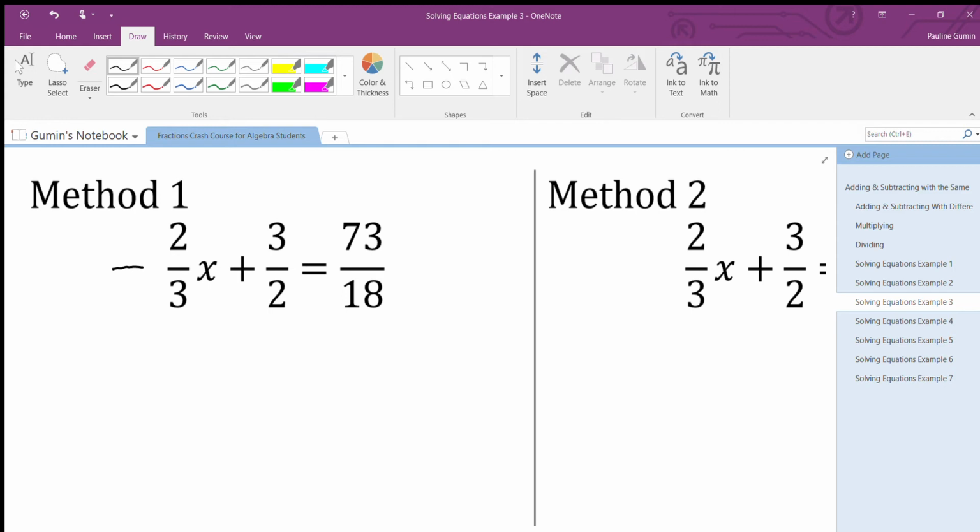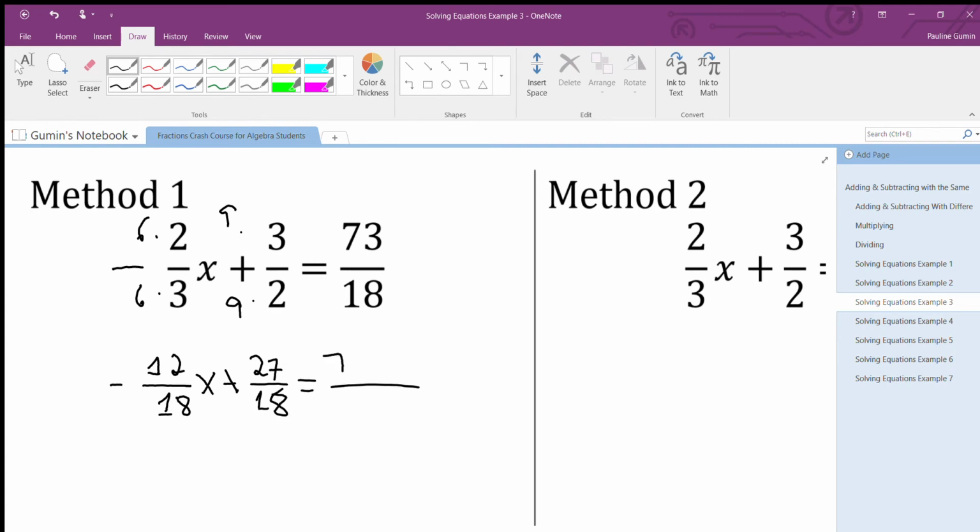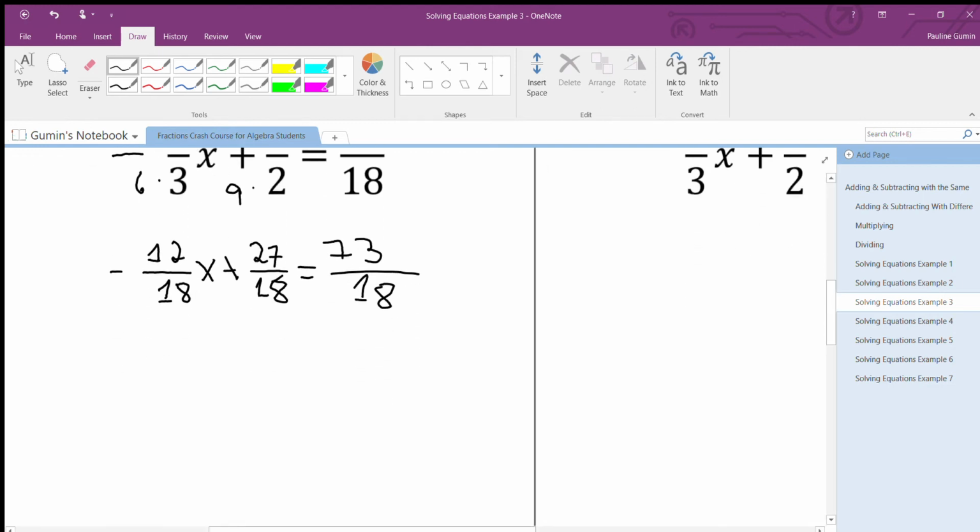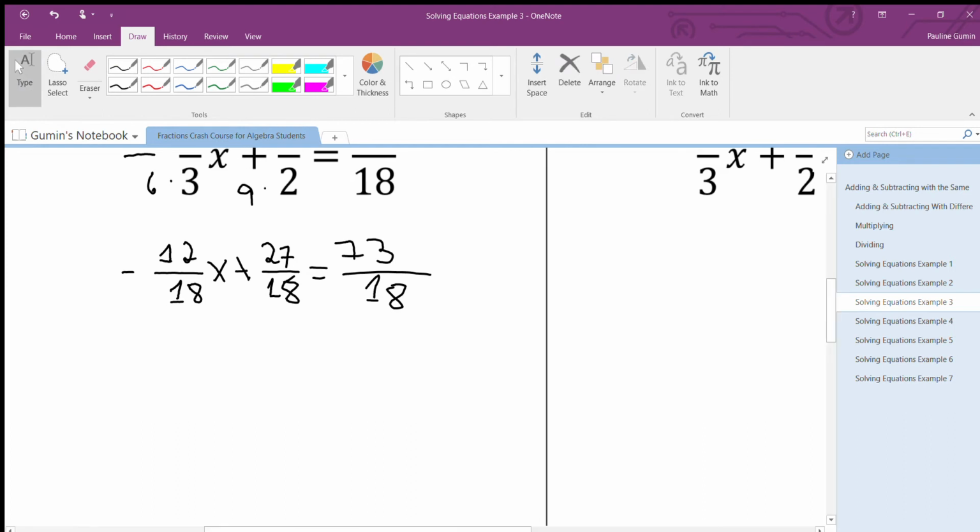If we're doing this traditional method, we are going to have to create common denominators. Now I know that I can turn 3 into 18 by multiplying it by 6, and I can turn 2 into 18 by multiplying it by 9. So now we have negative 12 over 18 plus 27 over 18 equals 73 over 18. Treating it like a regular two-step, I'm going to subtract 27 over 18.